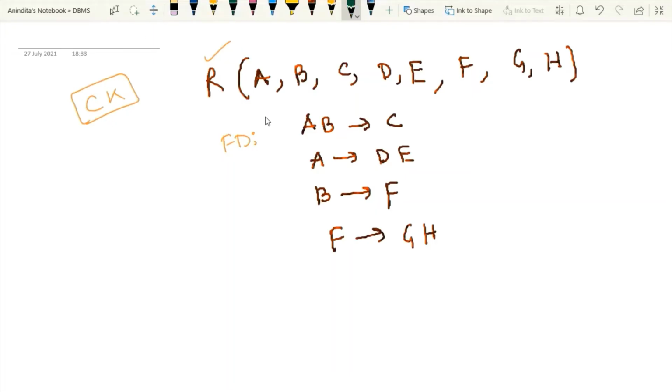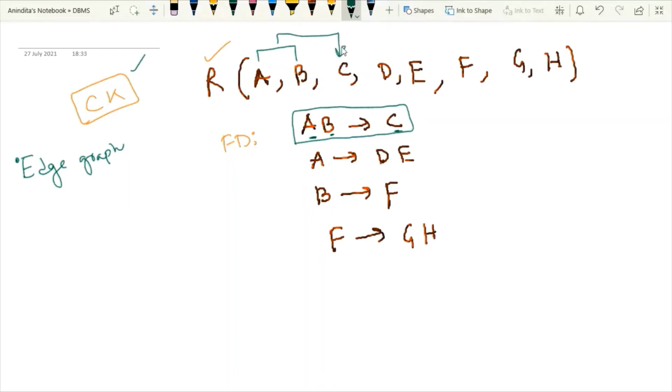So now let's see. Whenever you are going to find out candidate key, the first trick is create one edge graph. So now what is the meaning of edge graph? Very simple. See the functional dependencies one by one. So it is written that if I know the value of AB, then I can search for C. So what I will do, I will write it like this. If I know the value of AB, then I can search for the value C. This is how your edge graph will look like.